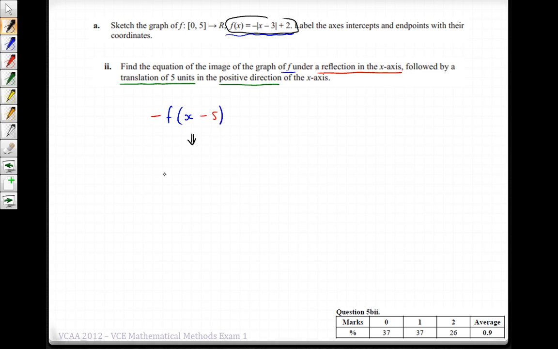So if we sub this into the f equation up here, we're going to get that this is the same as negative x minus 5 minus 3 plus 2 equals positive x minus 8 plus 2. So the new f2 maybe, whatever you want to call it, of x is the modulus of x minus 8 plus 2.